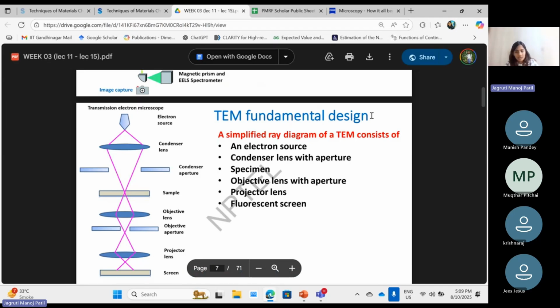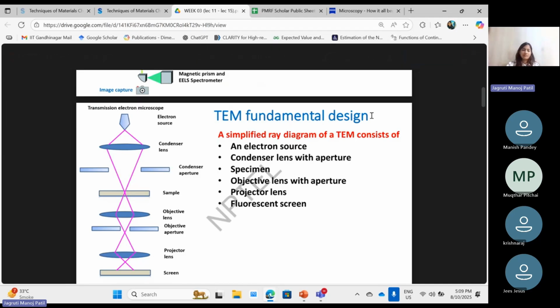Now, if your sample is transparent enough, the way we image is called a transmission electron microscope. The specimen for it would be small enough so that our beam passes through it thoroughly and tells us the entire architecture of the sample that we are imaging.